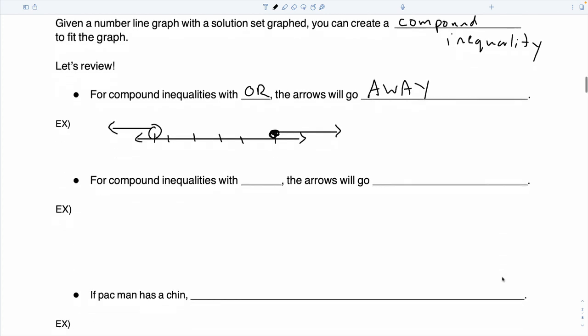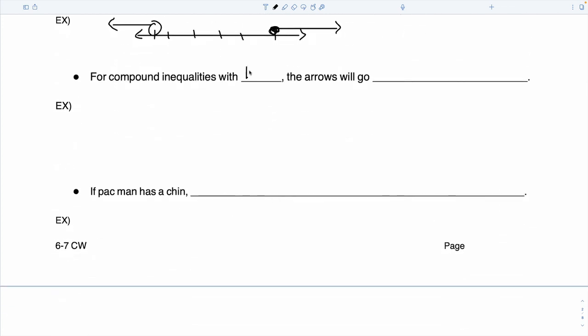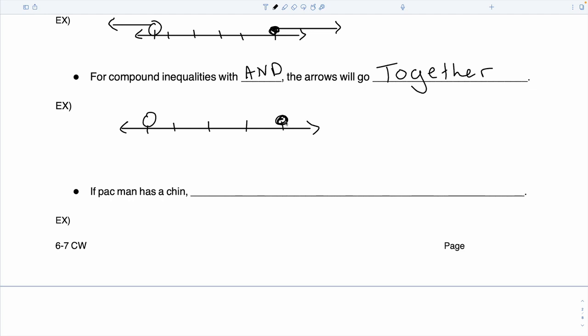Cool. For compound inequalities with and, the arrows will go towards each other, or together. Quick jots. I saw a few answers on homework that looked like this. You're going to see that look a little differently in the answer sheet and on tests. They're going to look more like that. So just draw a complete line that connects the two together, and that shows an and.